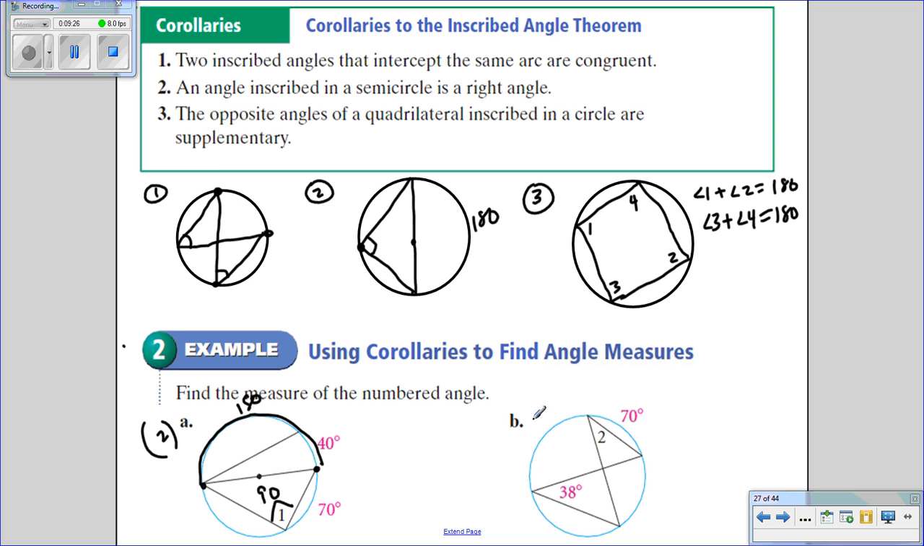The second one here, example B, we're trying to find this angle right here. Now this angle comes out and intercepts this arc right here. Now this arc is also intercepted by this inscribed angle. So if you look at corollary 1, it says two inscribed angles that intercept the same arc are congruent. So that means angle 2 is also 38 degrees. Again, this 70 is there to steer you in the wrong direction.